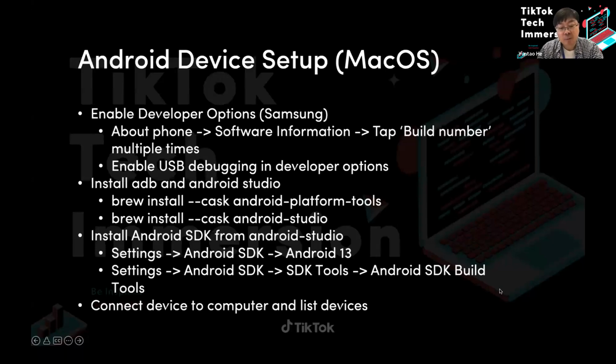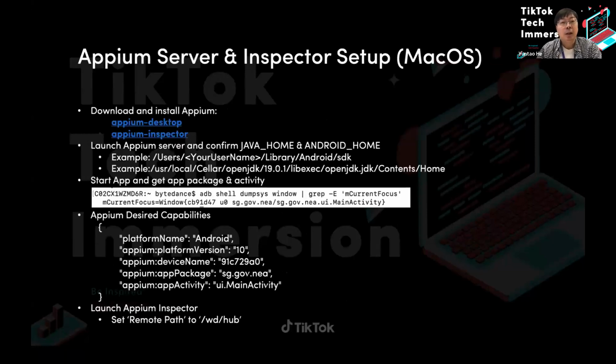Okay, after we have the phone ready and connected to the desktop with the cable, next let's see how to set up the Appium server and the Appium Inspector. Same as before, we are using macOS as an example. First we need to download these two applications for the Mac. One is Appium Desktop, another is Appium Inspector.